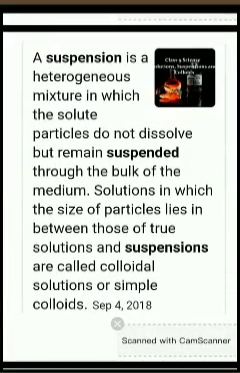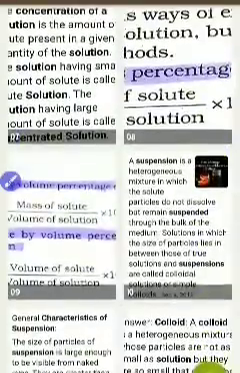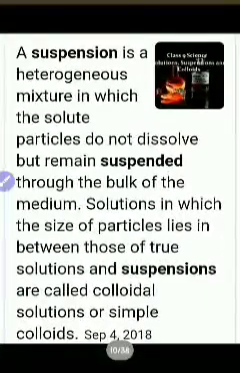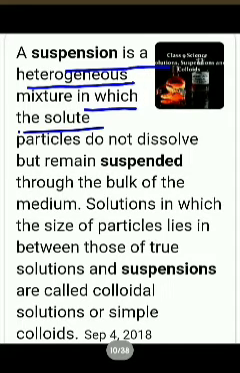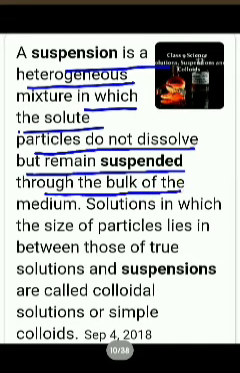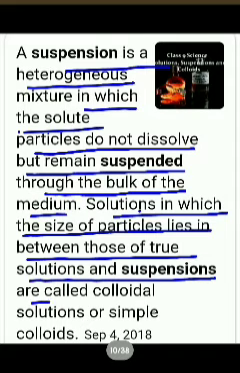What is suspension? A suspension is a heterogeneous mixture in which the solute particles do not dissolve but remain suspended through the bulk of the medium. A solution in which the size of particles lies in between those of true solution and suspension is called colloidal solution or simply colloid.